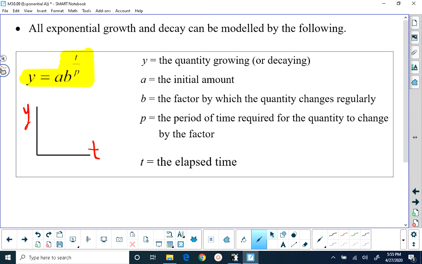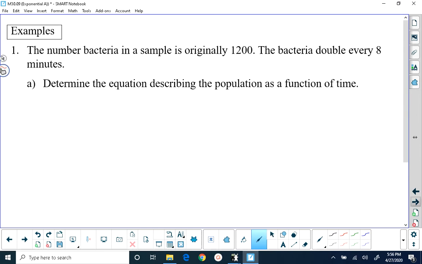P is the period of time required for the quantity to change by that factor. So that's going to depend on the situation, but if I told you that my truck only kept 80% of its value every year, the period would be 1 year. But we'll look at specific examples in a second. In fact, let's take a look at a specific example right now. The number of bacteria in a sample is originally 1,200, and the bacteria double every 8 minutes.